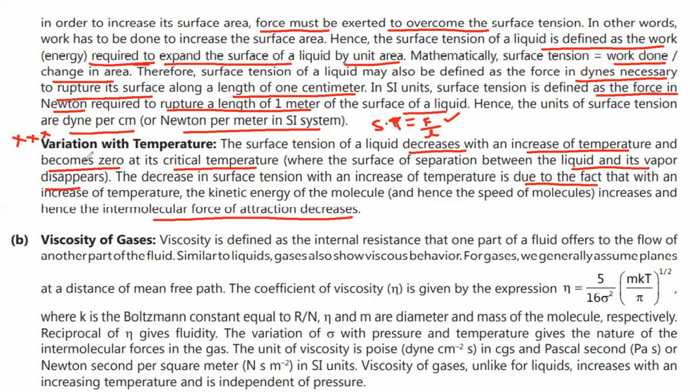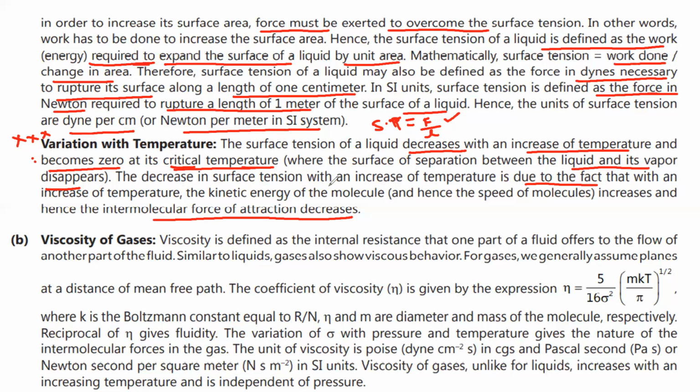So this is the variation of surface tension with respect to temperature. What is the statement now? The surface tension of a liquid decreases with an increase of temperature and becomes zero at its critical temperature. What is critical temperature? The temperature above which a gas cannot be liquefied is called its critical temperature. This is also important here: it becomes zero at its critical temperature, where the surface of separation between the liquid and its vapor disappears.